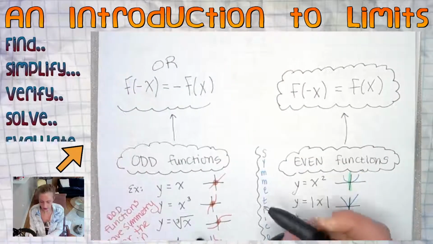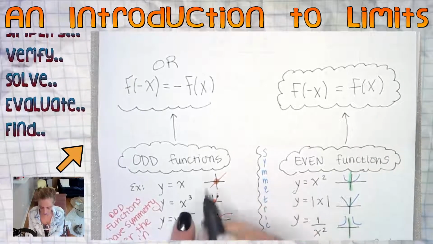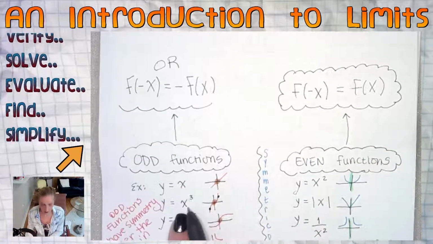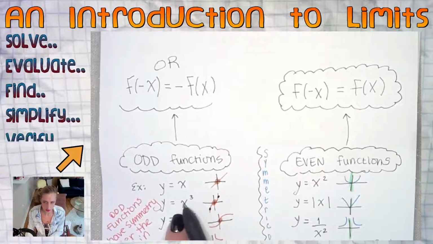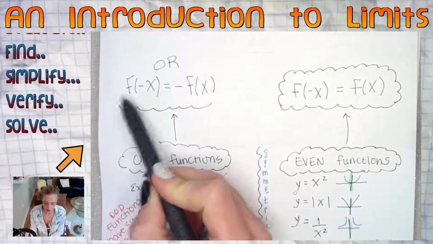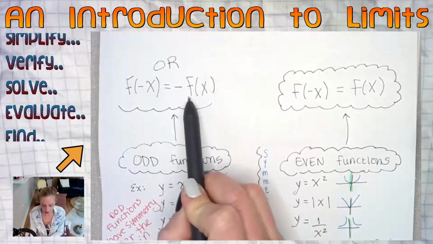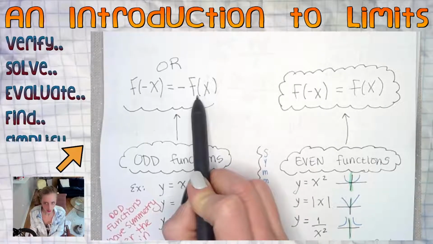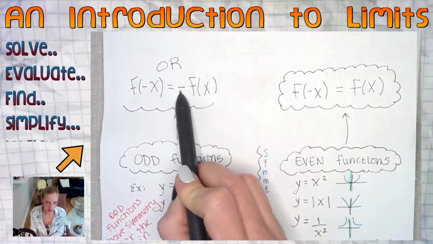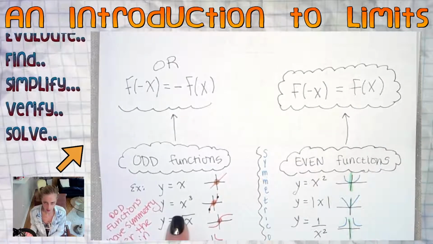So think about that like over here. If I plug in F of negative 2, if I plug negative 2 in here, I'll get negative 8. So that'll equal negative 8. Does that equal the opposite of the F of 2? F of 2 is 8, and its opposite is negative 8. Check. Okay, that's just an example, but that's how it works.